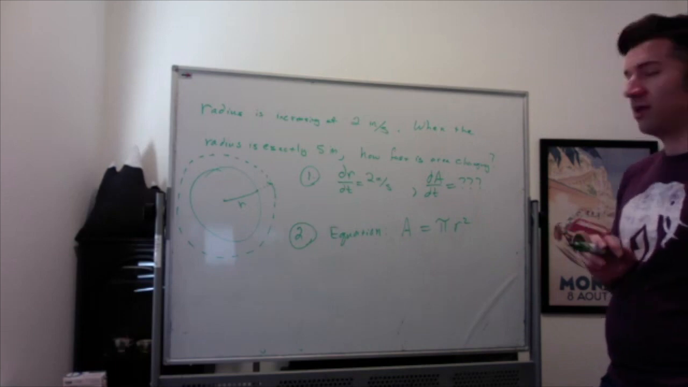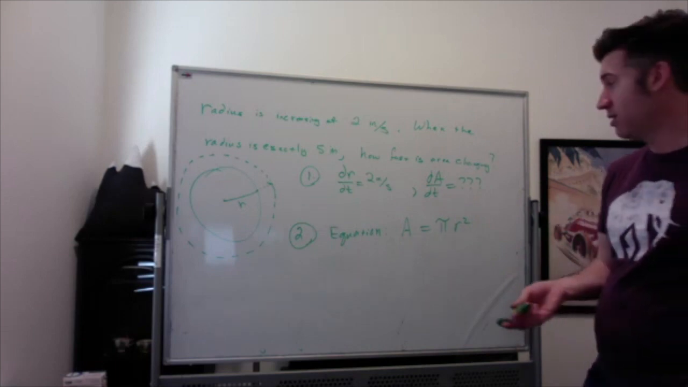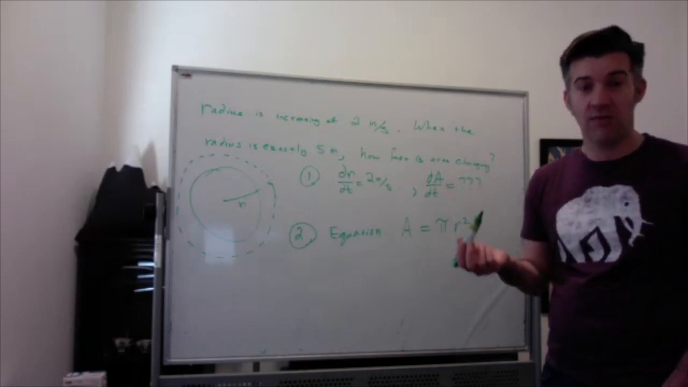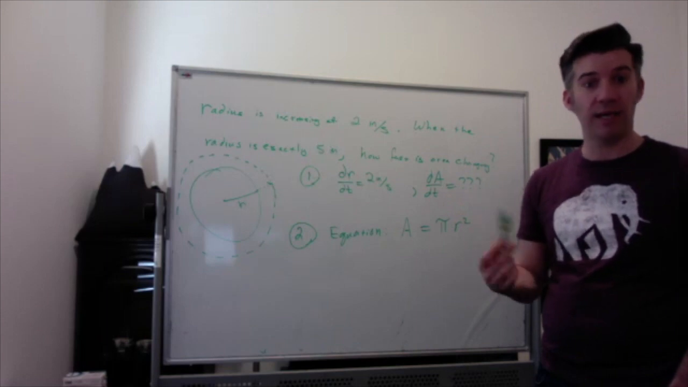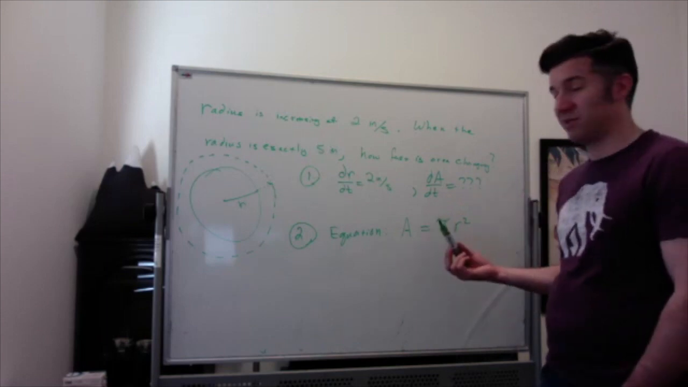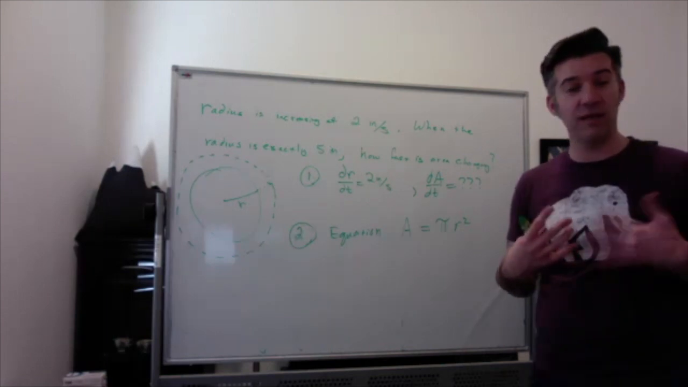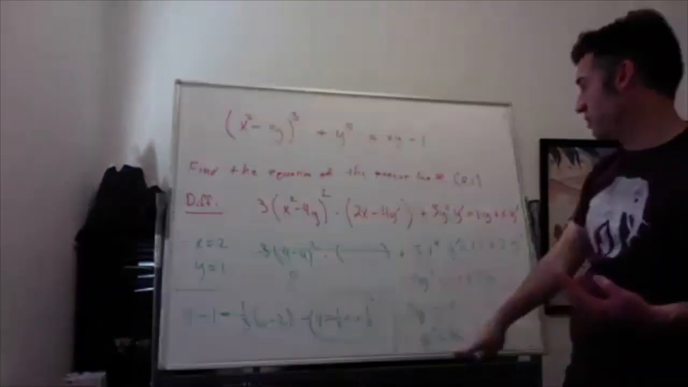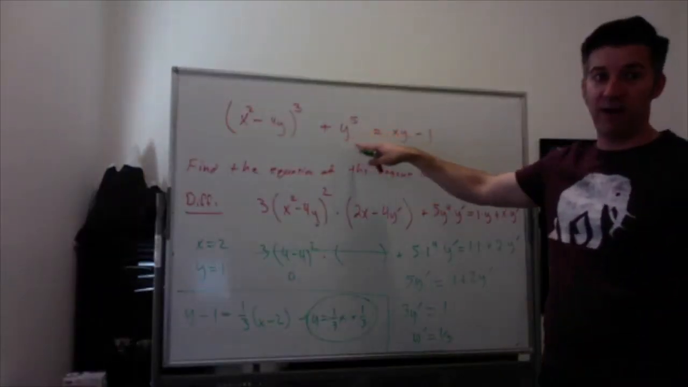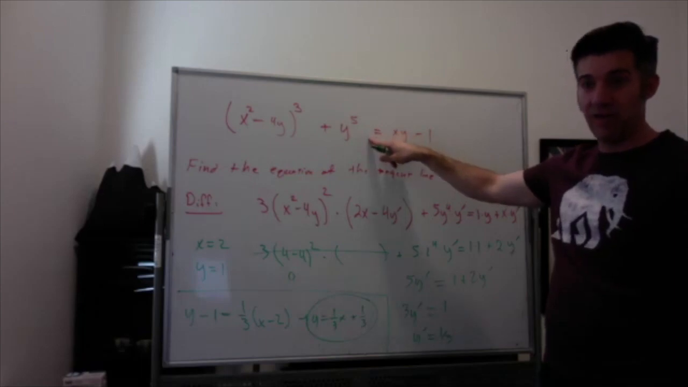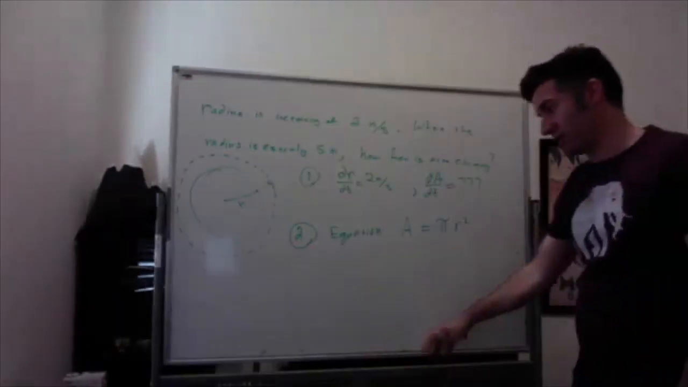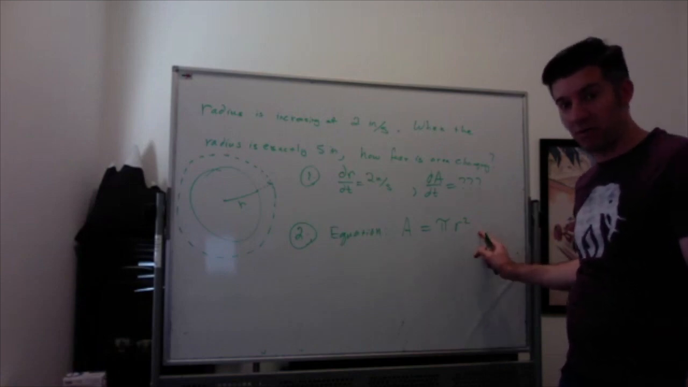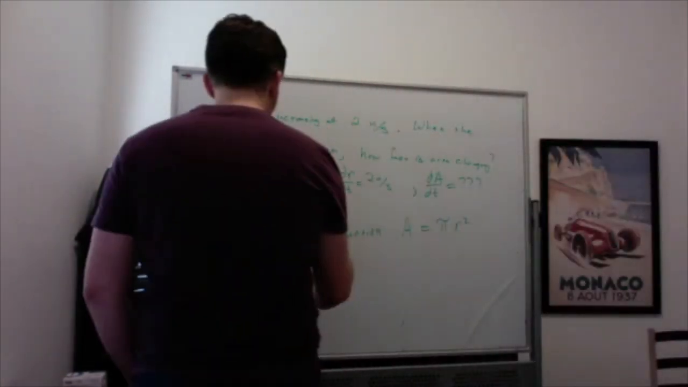Now, I want to point out, area and radius are both functions of time, right? They depend on how much time has elapsed. So when I differentiate both sides, I'm really going to be taking the derivative implicitly, where just like before, when the derivative of y to the fifth was 5y to the fourth times y prime, when I take the derivative of r squared as a function of time, its derivative is going to be 2r times r prime, the derivative of r. So let's differentiate both sides.